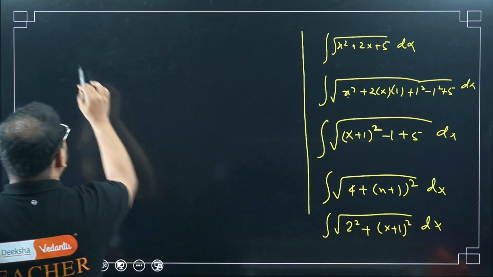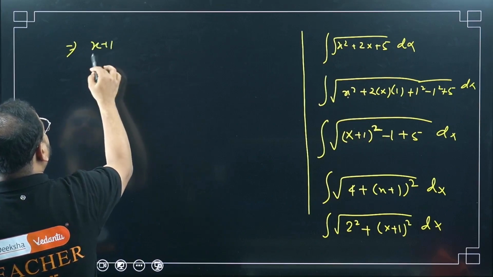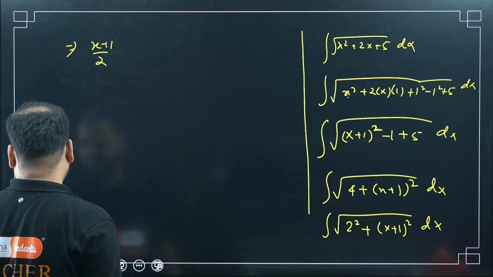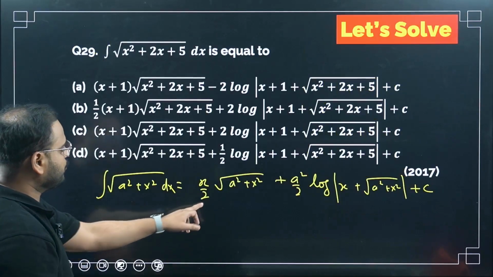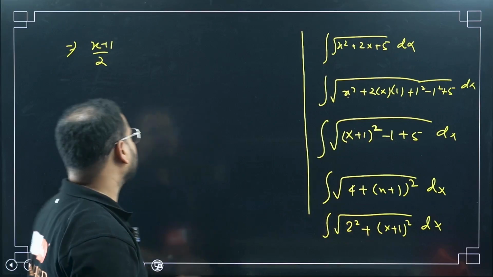A square plus x square is there. So the answer would be, first, x by a. What is x? x plus 1 by a is 2. x by not a, x by 2 simply. x by 2. Okay. So in this case a is 2, that's why it's coming like this, but otherwise the formula is x by 2.